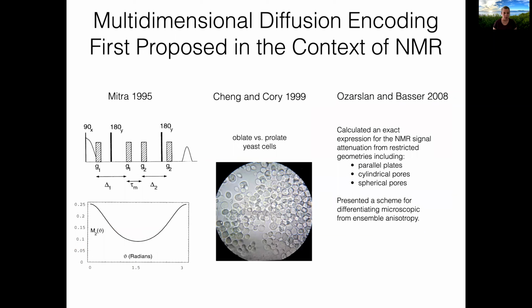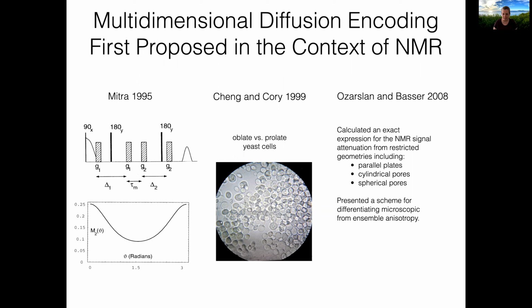Multidimensional diffusion encoding was first proposed in the context of NMR by Mitra in 1995. In this first implementation, a double spin echo was used with two sets of gradient pairs, and Mitra demonstrated that the signal dependence on the angle between the two gradients could be used to distinguish effects of restricted diffusion from those arising from a distribution of different diffusion constants.